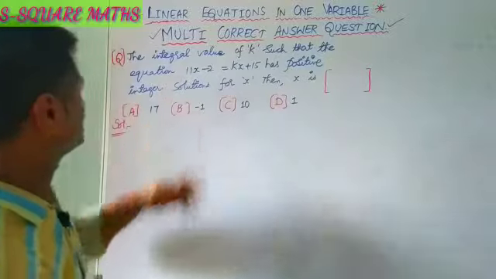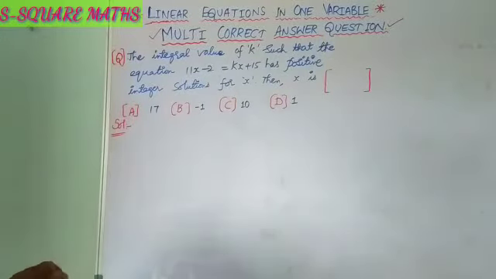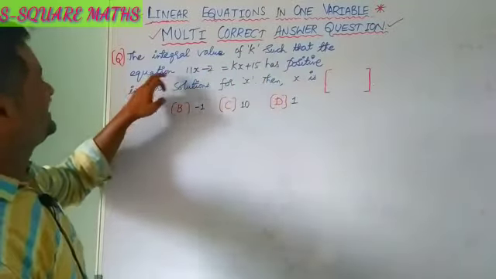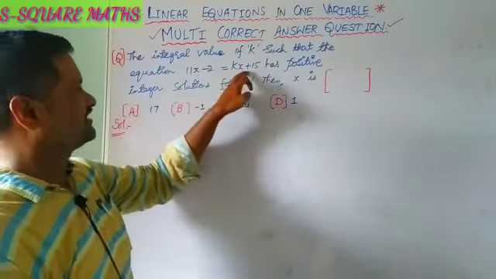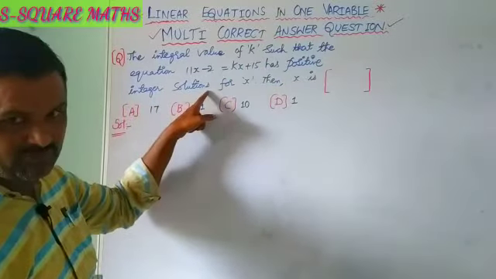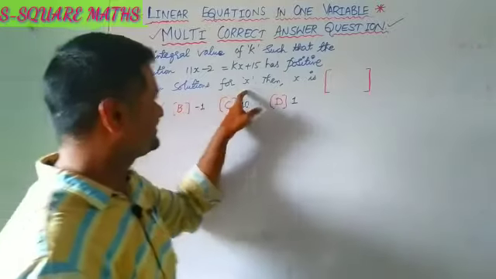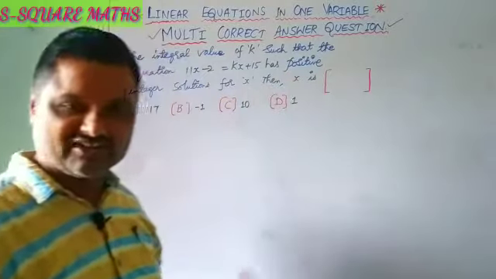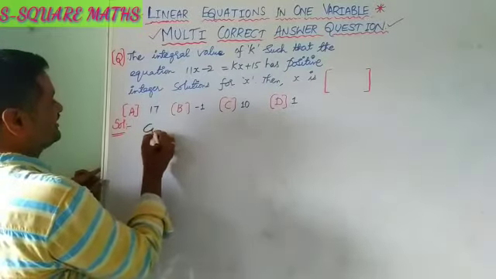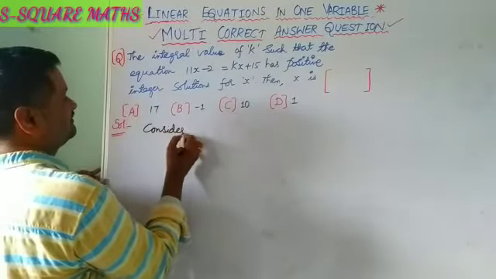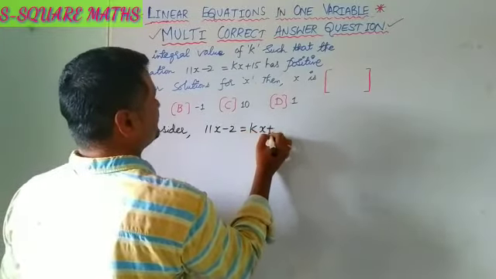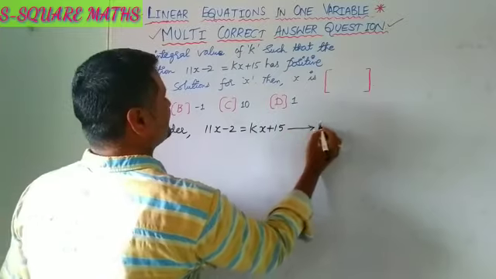Let us go through the question now. The integral value of k such that the equation 11x minus 2 is equal to kx plus 15 has positive integer solutions for x. Then we have to determine the value of x. So let us start now. Consider 11x minus 2 is equal to kx plus 15. Mark it as equation 1.